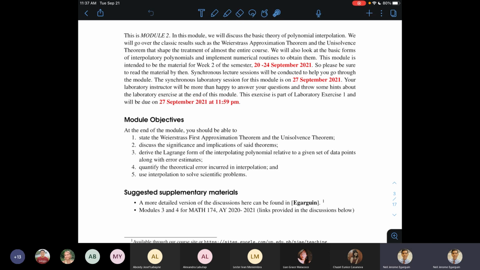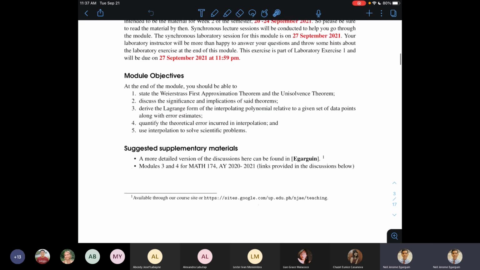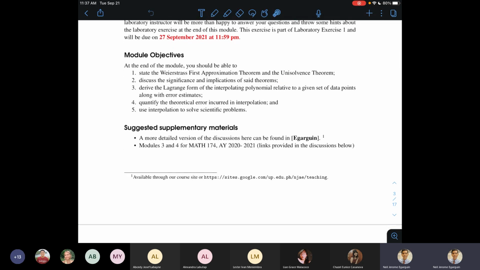So what is expected from us after this week? So you should be able to state the Weierstrass first approximation theorem and the unisolvents theorem. These are two major results for numerical analysis. Discuss the significance and implications of these theorems, and then derive the Lagrange form of the interpolating polynomial relative to a given set of data points, along with error estimates. So perhaps we can do objectives 1, 2, and probably half of objective 3 today, and then the rest will be done on Thursday.